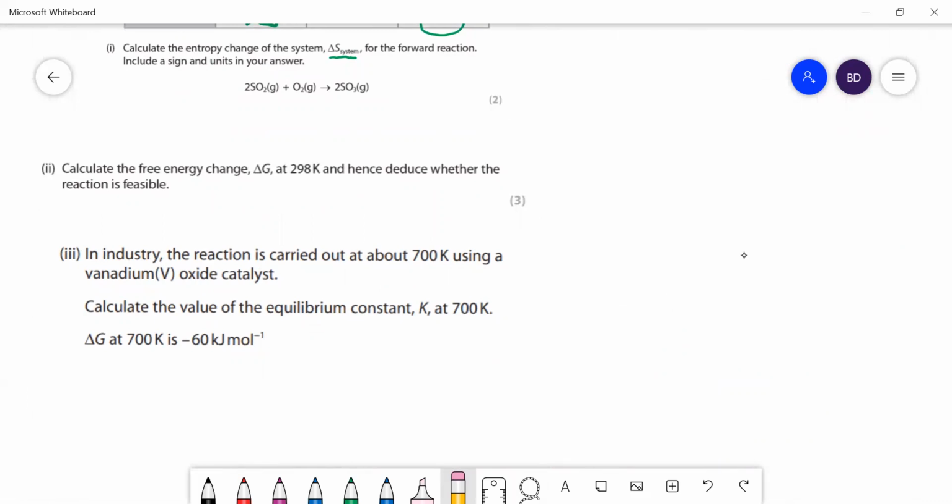In industry, the reaction is carried out at 700 K using a vanadium(V) oxide catalyst. Calculate the value of the equilibrium constant K at 700 Kelvin. Well, we need to know the formula for delta G and K. So delta G is equal to minus RT ln K, where ln is the natural log of K. Right, so rearrange that. We get ln K is equal to minus delta G over RT.